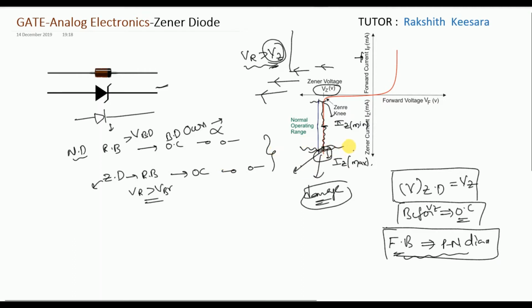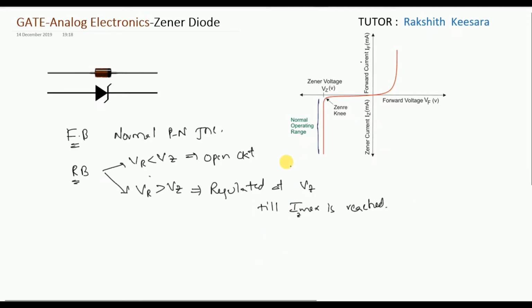But what about the normal diode, guys? It will be damaged here only. But the Zener withstands temperature up to here. This is the specialty of the Zener diode. In short, a Zener diode conducts significant current in reverse bias condition also. This is the specialty of the Zener diode, guys. So this is the overview.